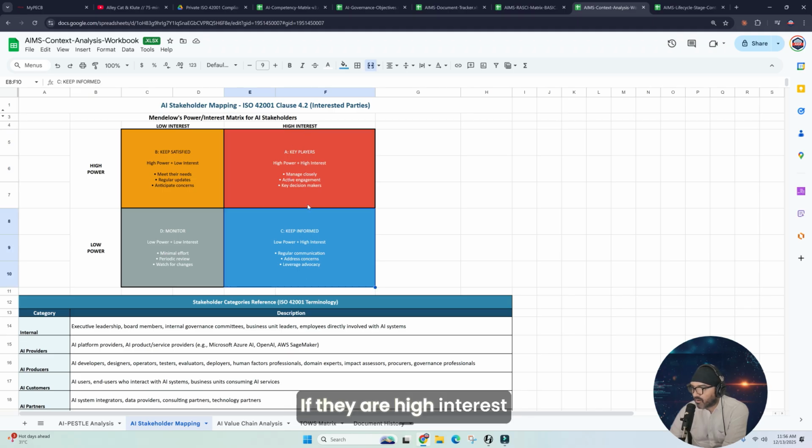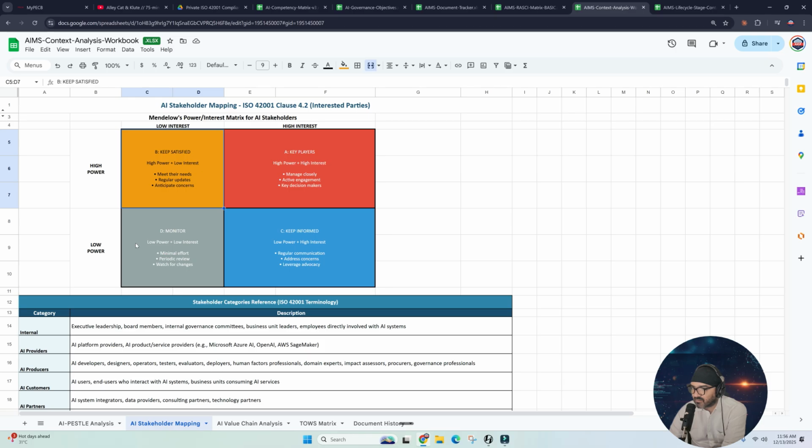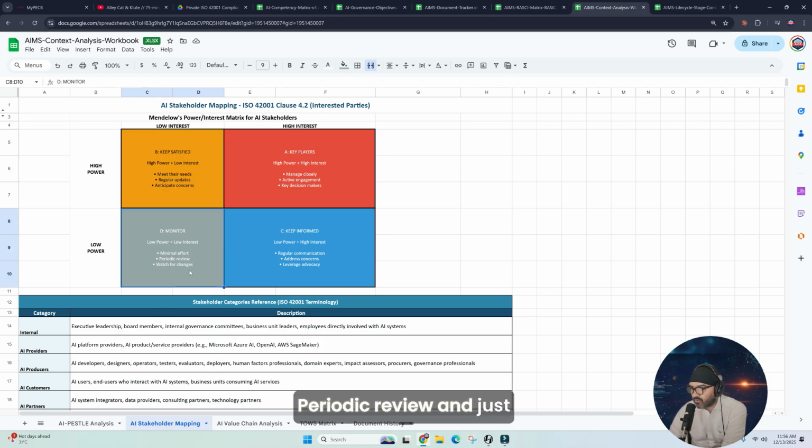If they are high interest but low power, you just need to keep them informed, regular communication, address concerns. If they are high power, low interest, just meet their needs, regular updates, anticipate any concerns. And then low power, low interest, minimal effort, periodic review, and just watch for any changes.